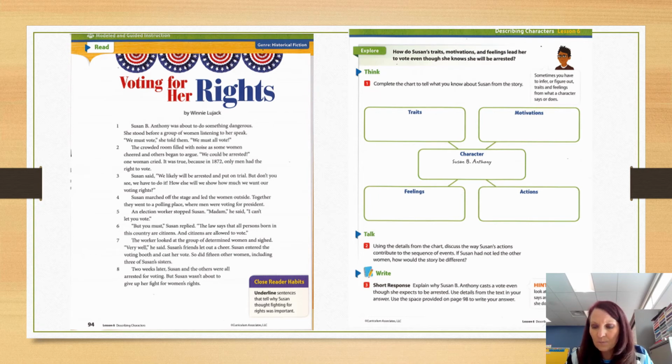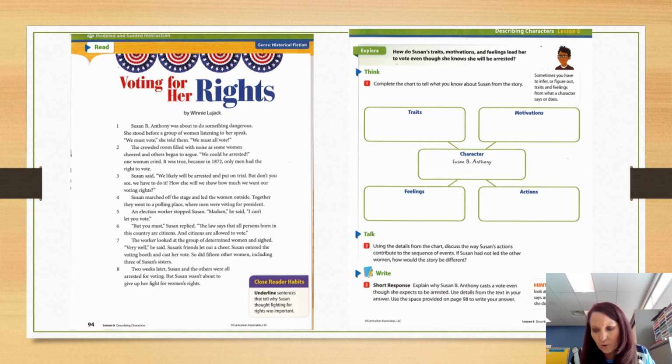Susan said, "We likely will be arrested and put on trial, but don't you see, we have to do it. How else will we show how much we want our voting rights?" Susan marched off the stage and led the women outside. Together they went to a polling place where men were voting for president. An election worker stopped Susan. "Madame," he said, "I can't let you vote." "But you must," Susan replied. "The law says that all persons born in this country are citizens, and citizens are allowed to vote."